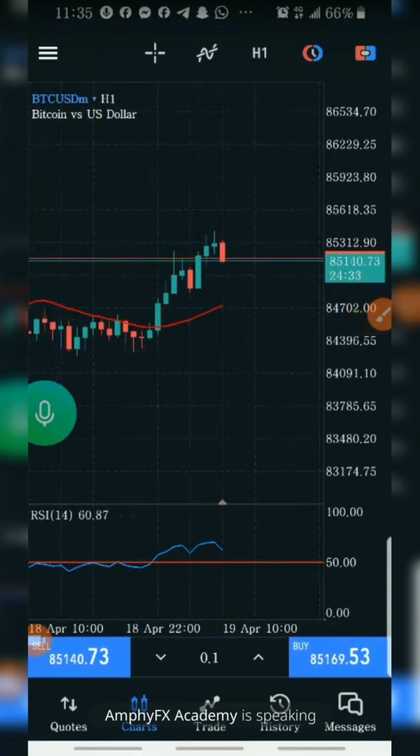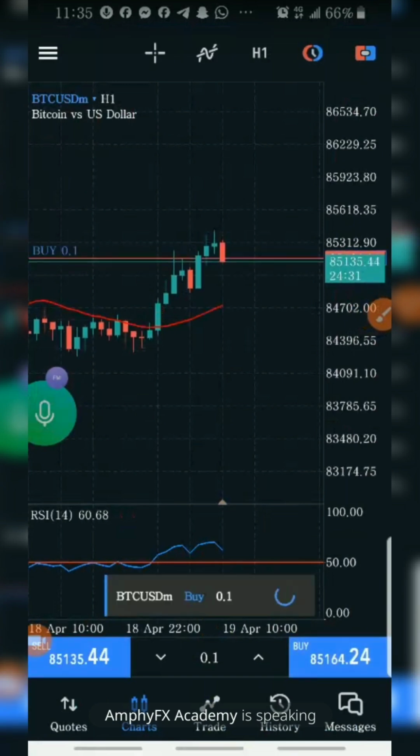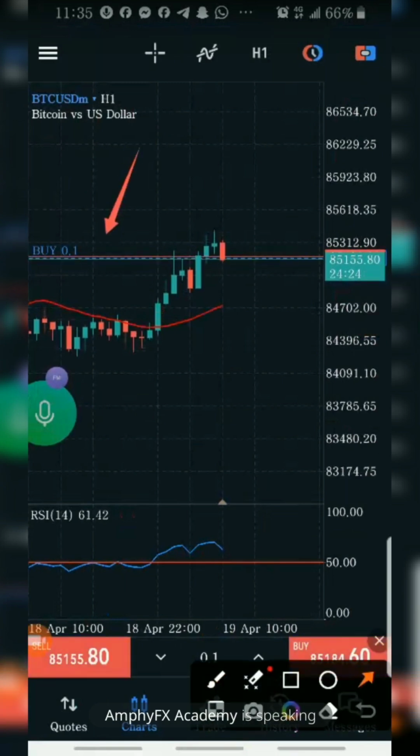Lot size. I'll just click on buy, and it will buy automatically. Can you see it buy? Can you see my position now is open? Can you see the blue line? Can you see the buy here?